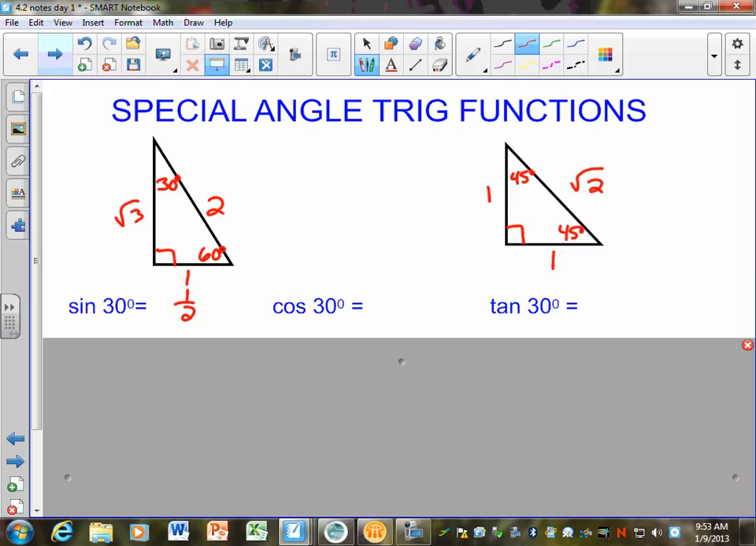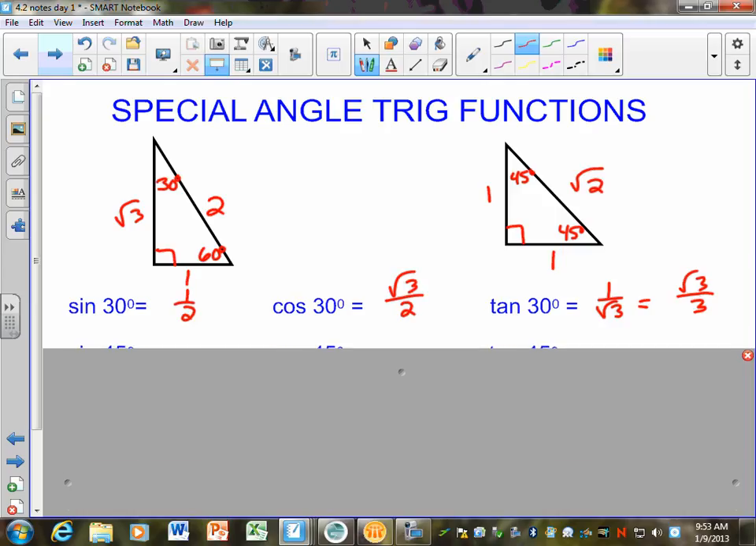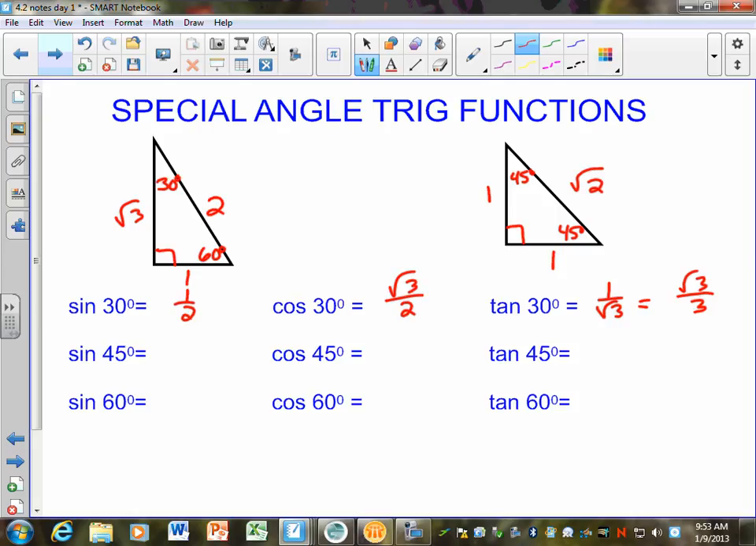Cosine of 30 degrees is adjacent over hypotenuse. Adjacent over hypotenuse would be the square root of 3 over 2. And tangent would be, which would be, or square root of 3 over 3, because I'm just going to move that up, and then the bottom becomes 3. Let's just do all these angles, 45 and 60.